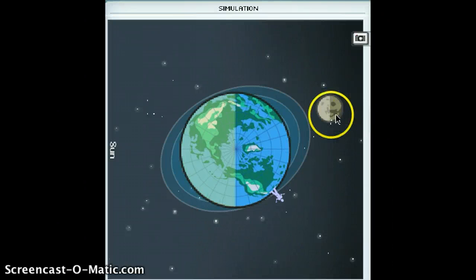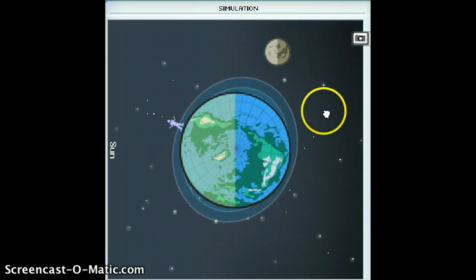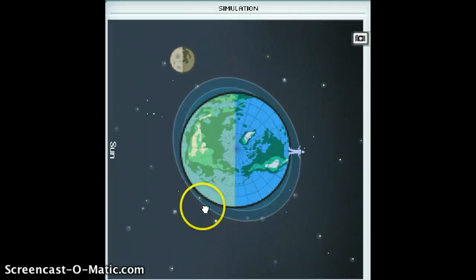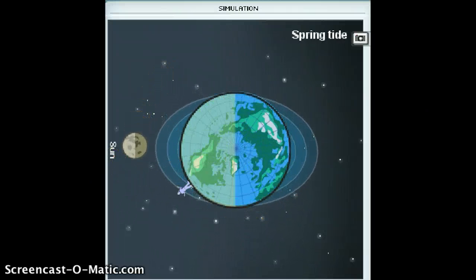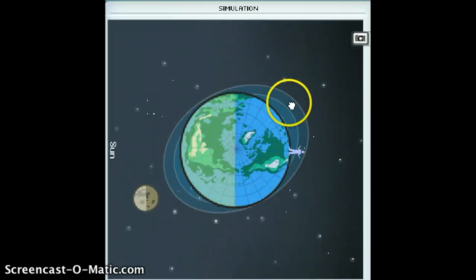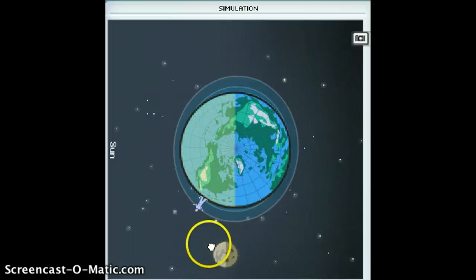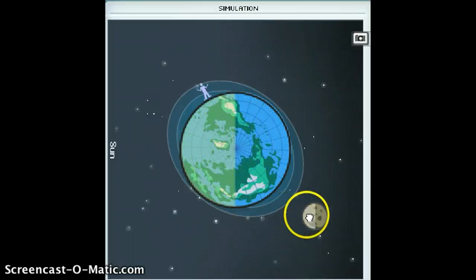Now, as you'll notice, as the moon moves around the Earth, how extreme the bulges are changes. Check this out. Notice how when the moon is at the quarter moon phase, the high tides aren't that high and the low tides aren't that low. When the sun, moon, and Earth are all in a line, the bulges are really extreme. So at a quarter moon, the high tides aren't that high, low tides aren't that low.